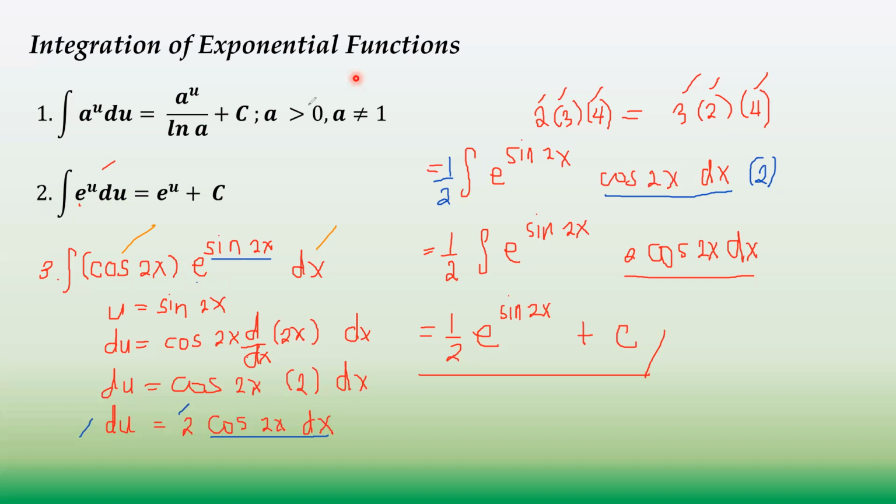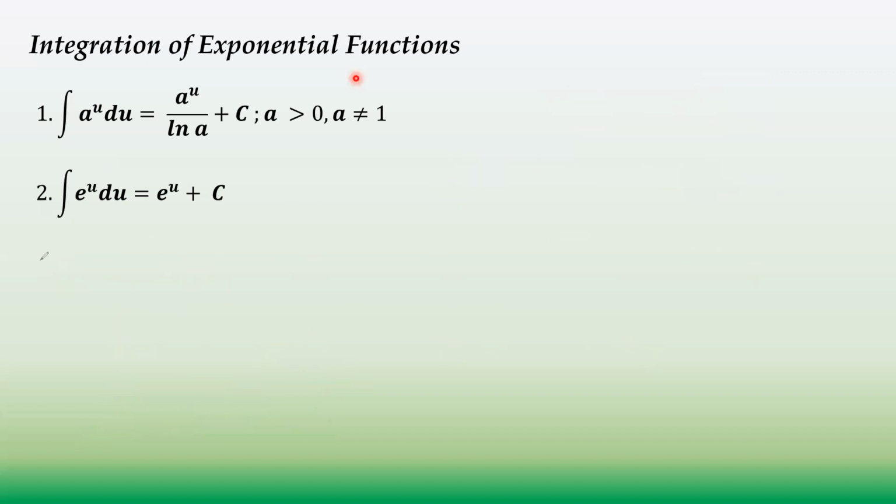Okay, so solve pa tayo ng isa pa. Last. So we have number 4. If we have, say, integral of, let's say, quantity e raised to 2x plus 1, quantity squared, then over e raised to x, dx.